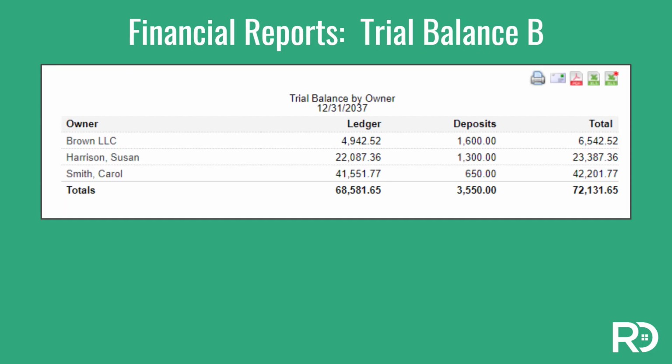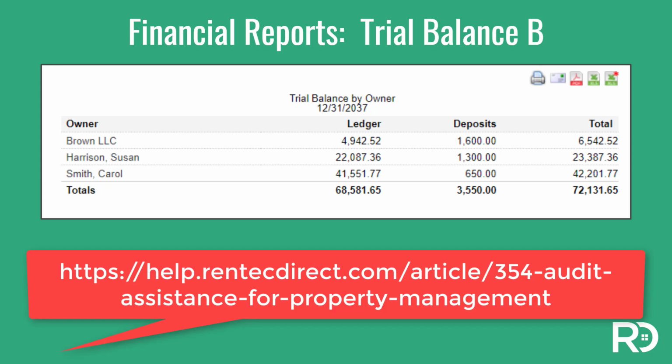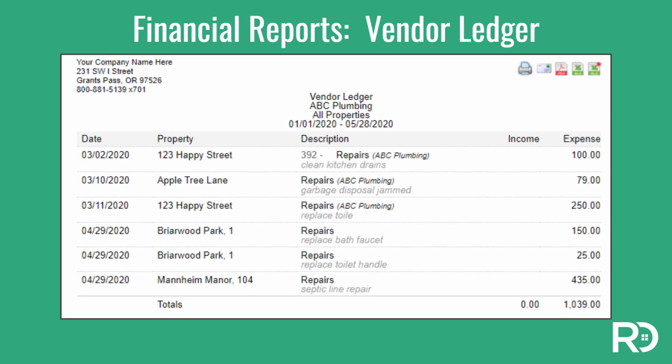The Trial Balance B report is especially useful for property managers during the reconciliation process or if you happen to be in an audit. Auditors typically expect property managers to have a clear understanding of the funds they are holding for a property owner, including security deposits. A vendor ledger report displays all transactions for a given time period that have been linked to a particular vendor. And this can be useful to verify paid vendor invoices or, again, if there are any duplicates.